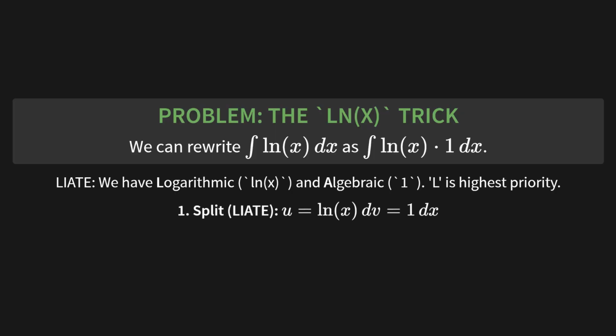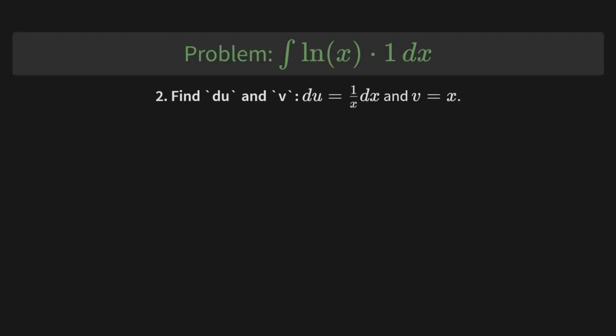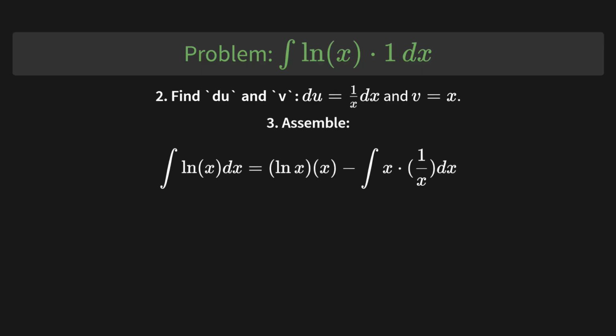So step 1, we split. u equals natural log of x, and dv equals 1 dx. Step 2, find du and v. The derivative of natural log x is 1 over x, so du is 1 over x dx. The integral of 1 is just x, so v equals x. Step 3, assemble. The integral of natural log of x dx equals natural log of x times x minus the integral of x times 1 over x dx.